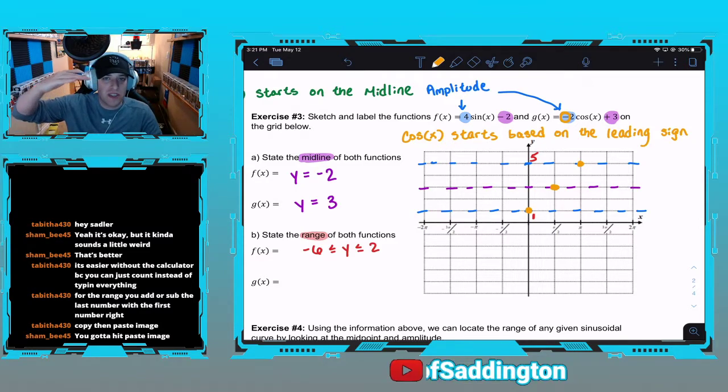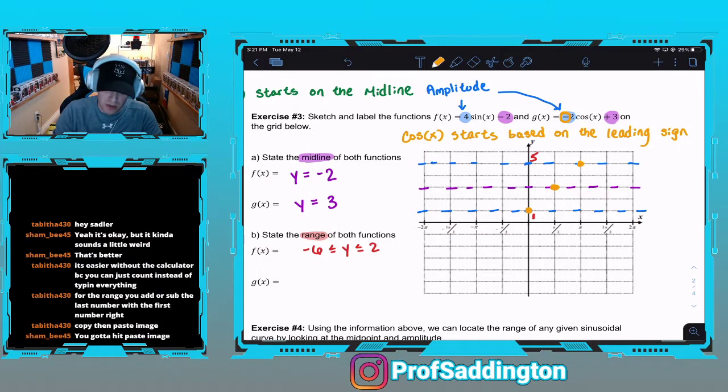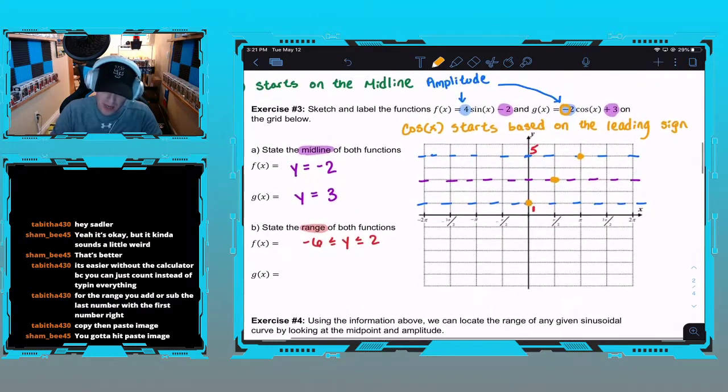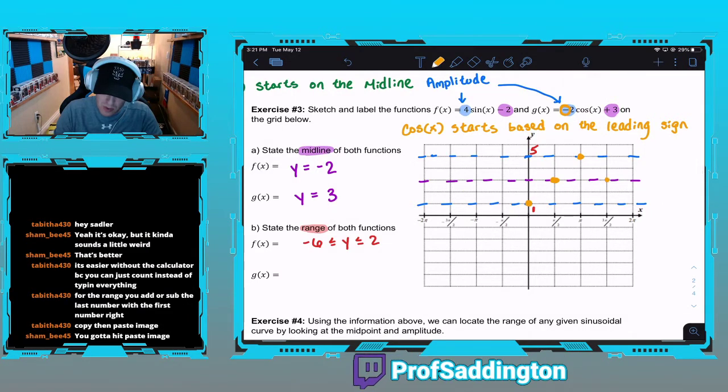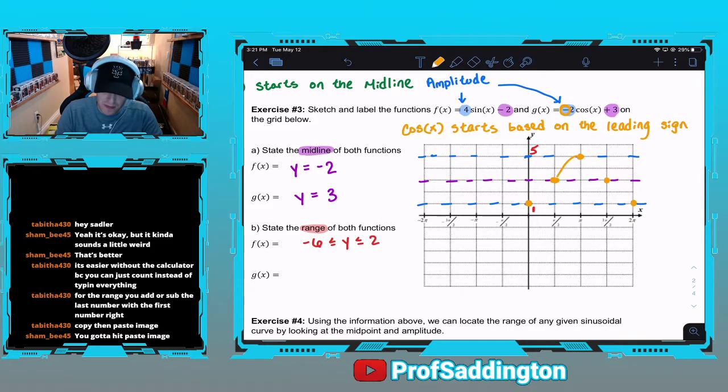Well, now I reached the top of my blue dashed line. I reached my max. So I have to start working my way back down. If I work my way back down, I'm going to hit that 3pi/2 because I have to cross through the midline again, and I'm going to reach all the way to the bottom. So if I were to connect all of these dots, I'm going to have a curve that looks something like that.